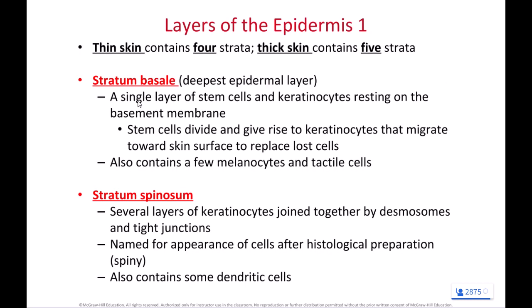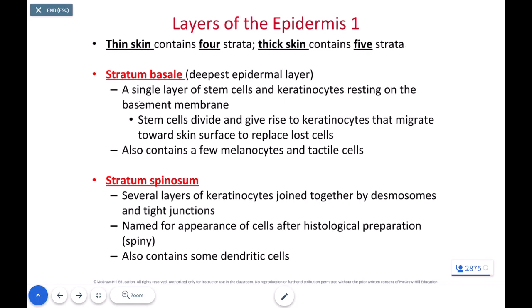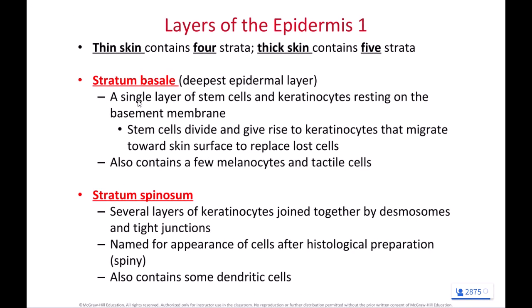So let's move on to the layers of our epidermis. When we think of thick skin versus thin skin, let's reiterate this again. Thick skin has 5 layers to the epidermis. Thin skin has 4 layers to the epidermis. And as we're talking about these layers, we'll go from deepest to superficial. The deepest layer, or the deepest strata, is the stratum basale, which means the basement layer. Stratum is a word that refers to layer, and then basale is a word that refers to basal or basement.